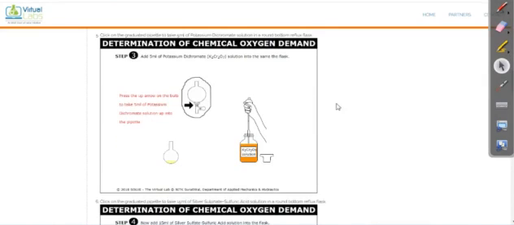After that, the third step is to add 5 ml of potassium dichromate solution into the same flask. This is the oxidizing agent, K2Cr2O7. So again we pipette out the solution and pour it in here, where there is distilled water, 1 ml of mercury sulfate.